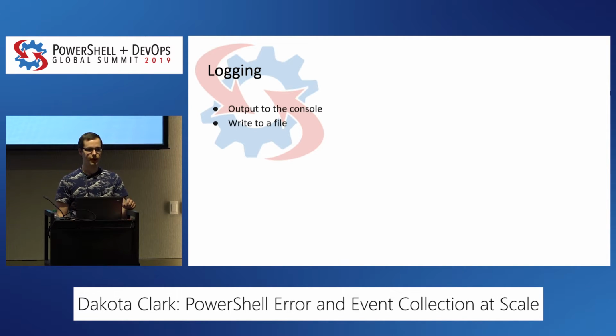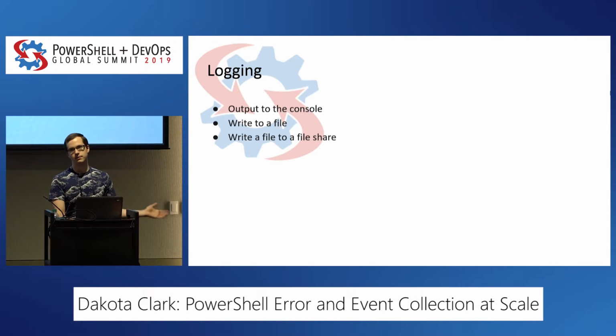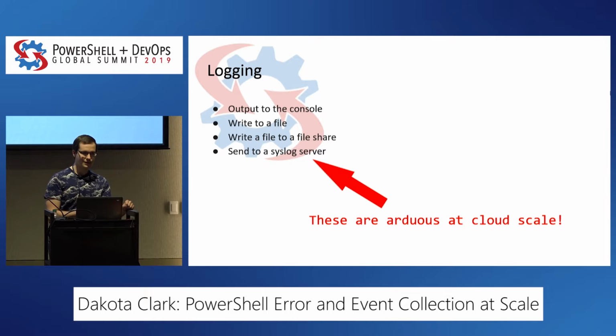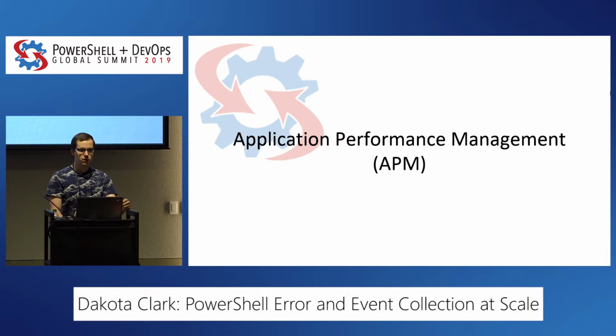It'll stay on the file system as long as it's not deleted or overwritten. You can also write to a file share, which is a more central location. So if you need to access something from a bunch of different places, you can have one place to put it. Also something like a syslog server, if you want to send that off from one application to that. The thing is that these are kind of a pain at cloud scale. Doing these things in Azure is hard and not necessarily easy to maintain. So there's something called Application Performance Management, or APM.